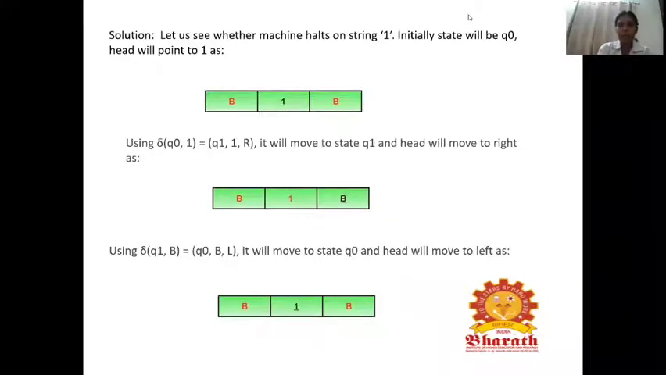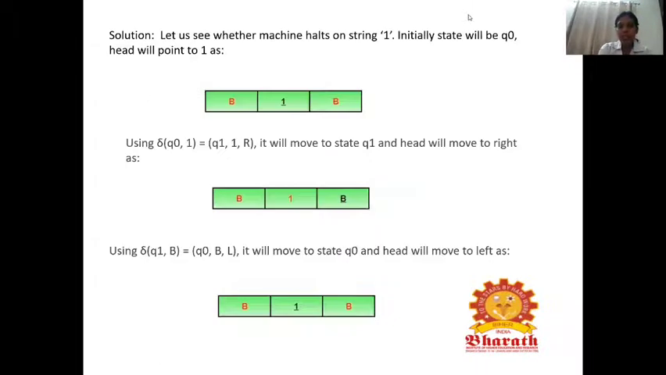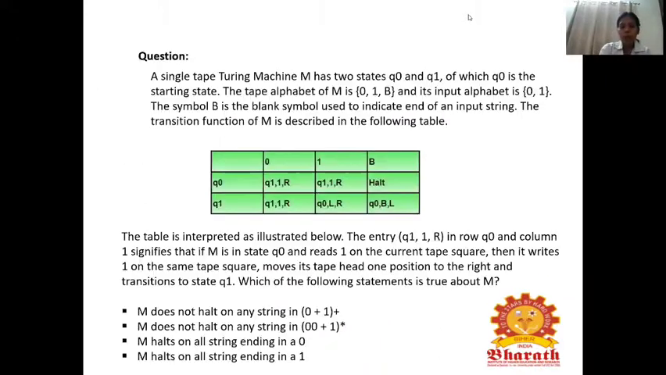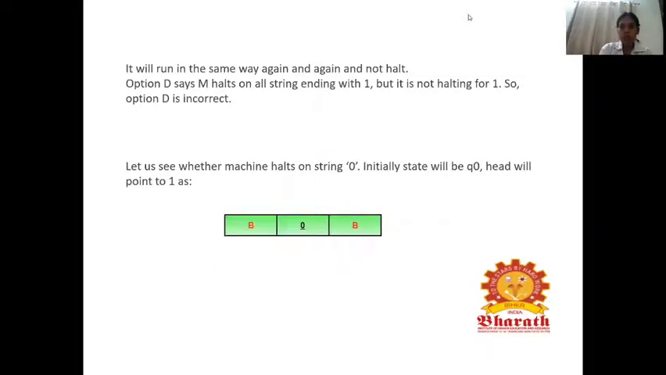If you look at it, it has come back to 1, but it is not halting. Whereas option D says M halts on all strings ending in a 1. We have seen inputs like 1, and there is no halt. So it means that option D is incorrect, because it says M halts on all strings ending in a 1, and we have checked that strings ending in a 1 do not halt. So obviously option D is not correct.